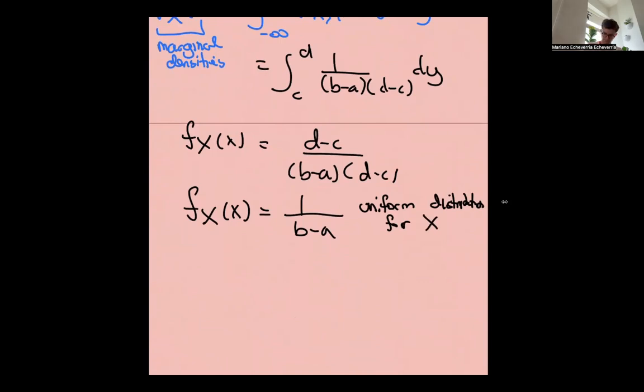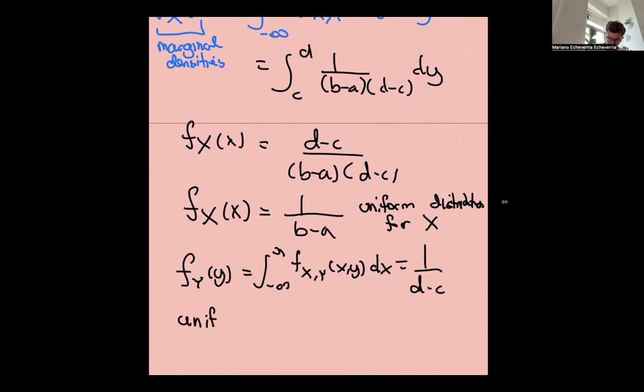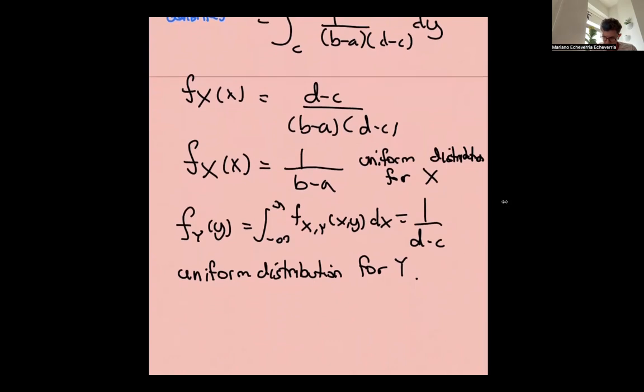And likewise, it is the same process, so I won't write all the steps. But for the marginal for y, now you integrate with respect to x, and here you will find 1 over (d minus c). So it's like that uniform distribution for y. Is that making sense? Is that okay?